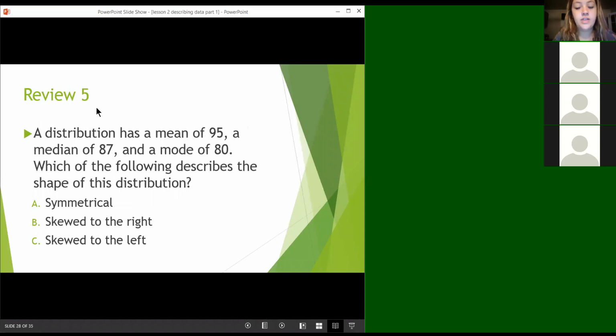All right, a distribution has a mean of 95, a median of 87, and a mode of 80. Which of the following describes the shape of this distribution?